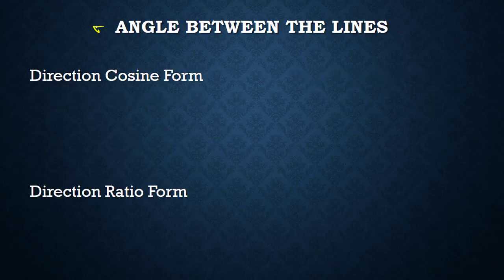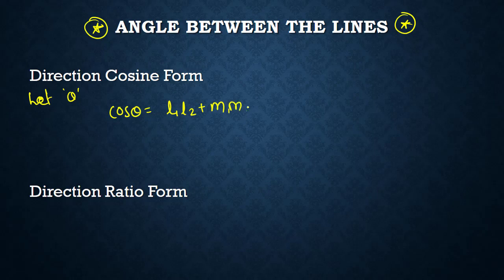Again, most important, at least one question will be there on the angle between the lines. At least one question. Okay, so let's see the direction cosine form. Let theta be the angle between the two lines. Then the direction cosine form will be what? It is cos theta equals L1 L2 plus M1 M2 plus N1 N2. That's it. This is the formula for the angle between the two lines.